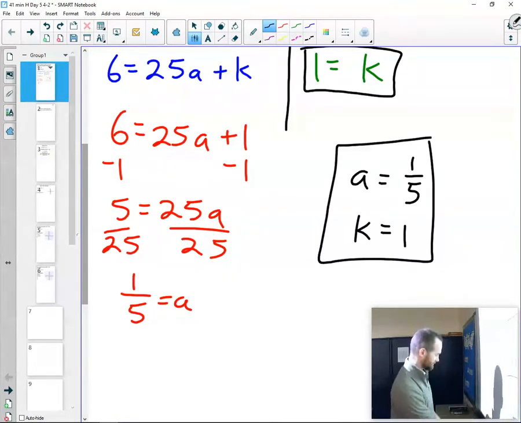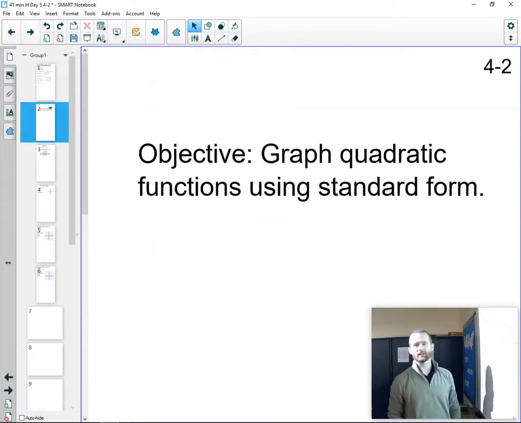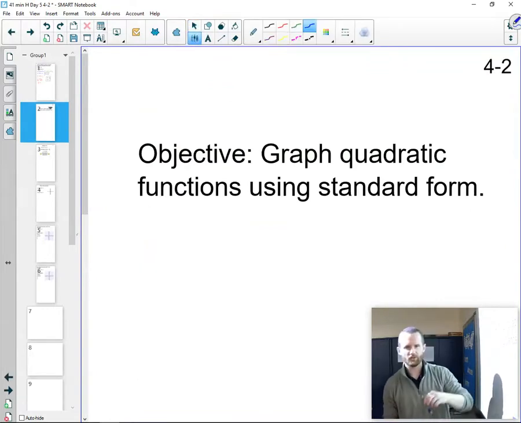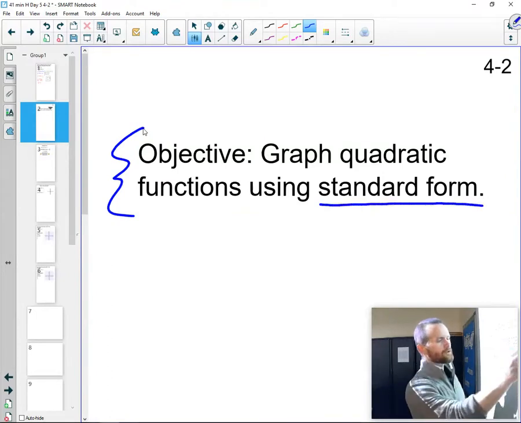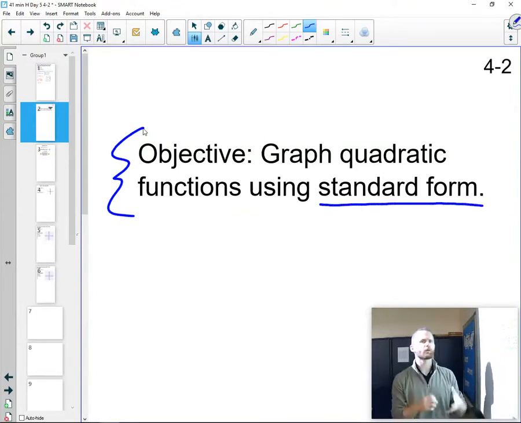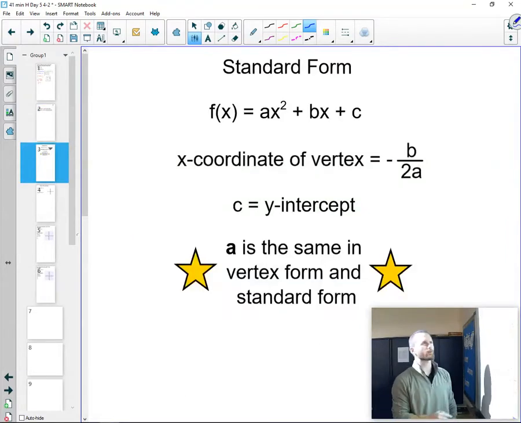And we're done with 1. Let's take a look at our objective. Today we're doing chapter 4, section 2. After today we should be able to graph quadratic functions using standard form. So not in vertex form, that's what we did in 4-1, but 4-2, the second section in this chapter, is all about standard form, which hopefully you've seen before, but in case you haven't, this is it right here.